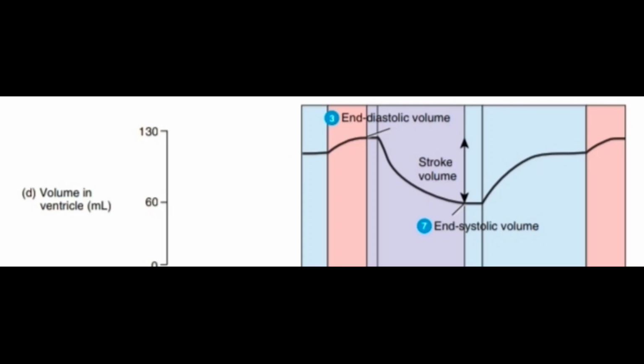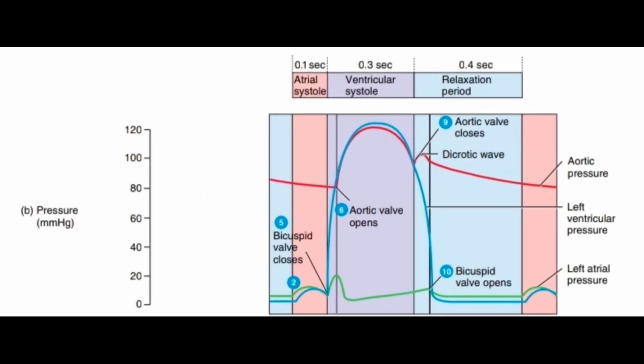Now is the second step of cardiac cycle, that is ventricular systole. Ventricular systole happens as a result of the passage of electric impulse from SA node to AV node, from AV node to bundle of His through Purkinje fibers into the walls of the ventricles. The ventricular systole, the contraction of the ventricles, lasts for 0.3 seconds.